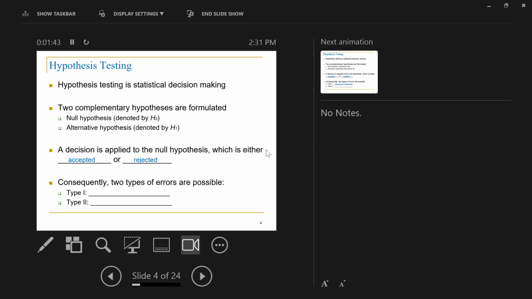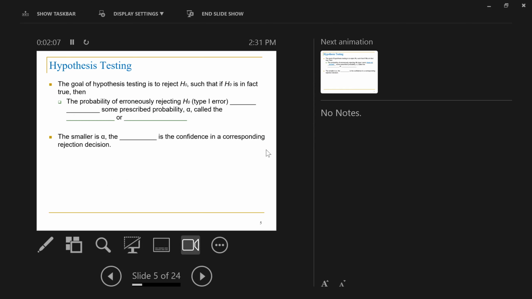Consequently, based on that, there are two types of errors that are possible. Type 1 error, which is rejecting the null hypothesis erroneously. And type 2 error, which is accepting, or not rejecting, the null hypothesis erroneously. Okay, so type 1 and type 2.